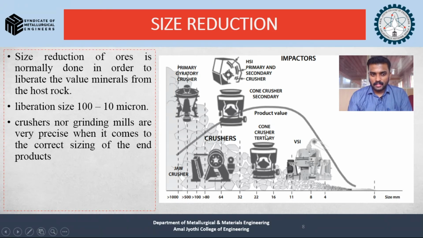So imagine a process requires a particle size in the range of 8 to 4 mm. In order to reduce the size further, we have to rely on a grinding process or grinding mill. So we will be using a grinding mill here for further size reduction. Size reduction is a combination of crushing as well as grinding operation.